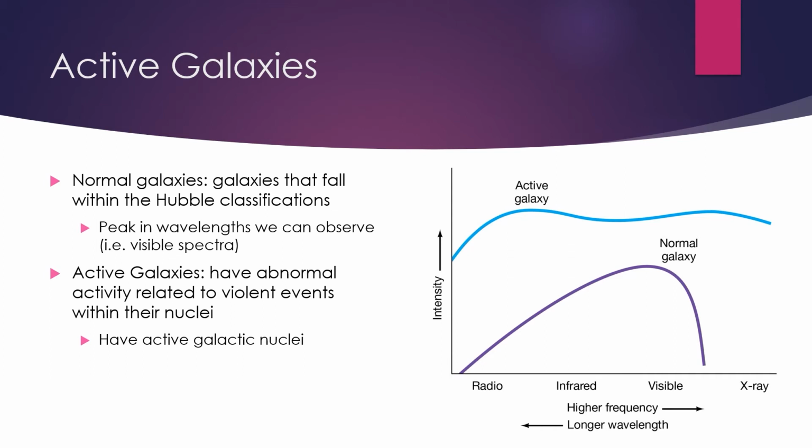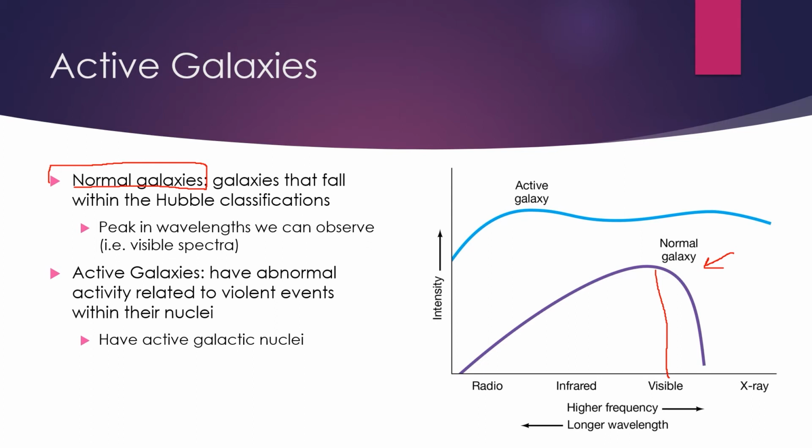Galaxies that fall within the Hubble classes are called normal galaxies, and then there are active galaxies, which are galaxies that have higher luminosities and are brighter. Normal galaxies, galaxies that fall within Hubble's classifications, peak in wavelengths that we can observe, i.e. in the visible spectra, they have their peaks.